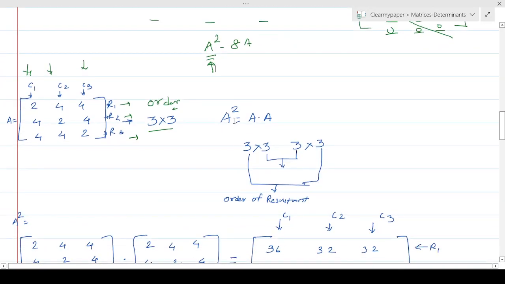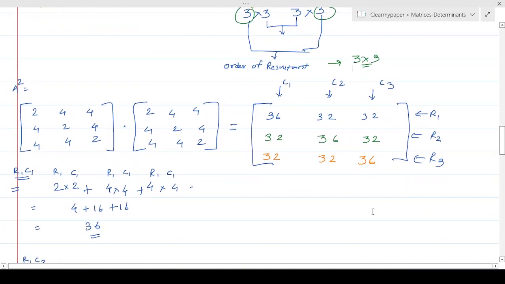So what is A squared? A squared is nothing but the matrix A multiplied by itself. So I'm going to put it here. The matrix A is a 3 by 3, and this matrix A is a 3 by 3. So the order of the resultant matrix, A squared, will be the rows of the left matrix and the columns of the right matrix, which in this case are the same because this is a square matrix. So the order of the result matrix is going to be 3 by 3. I know that.